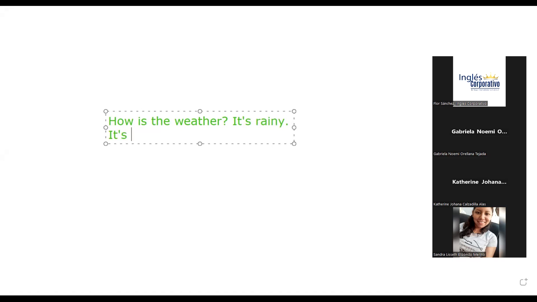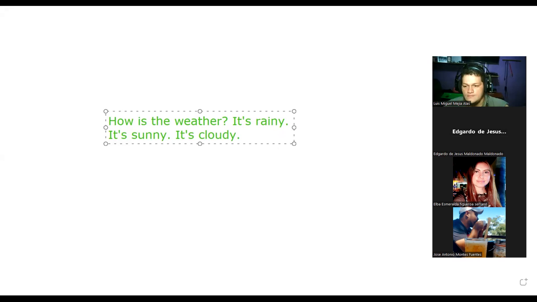sunny, if the sun is up. Also, you can say it's cloudy. Okay, Alejandra? Never at this hour, teacher. Sunny. Yes? Teacher, how do you say "está a punto de llover"? It's going to rain, it's going to rain. To rain. Exactly.